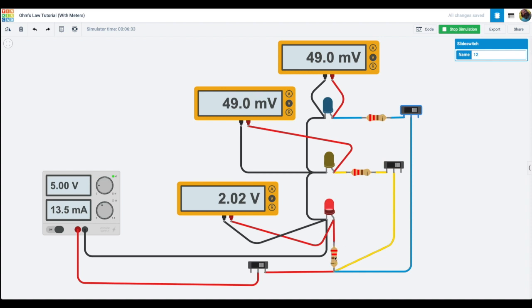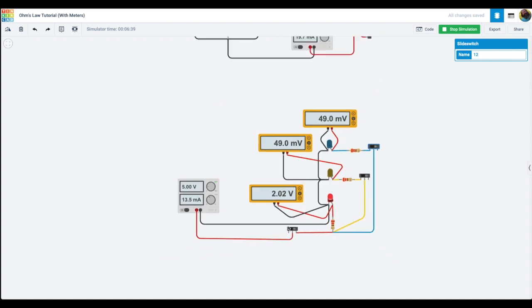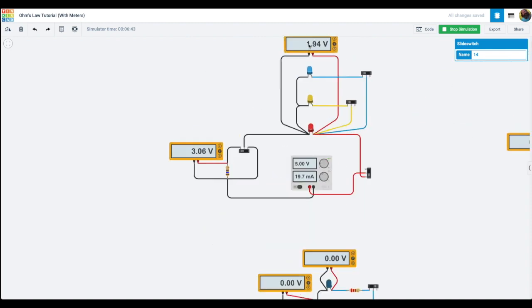So now with power, let me go back to the other circuit. Let me turn this one off. We'll go back to this one here.